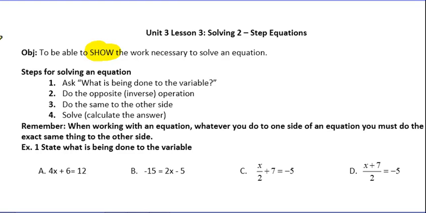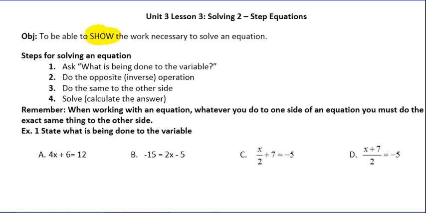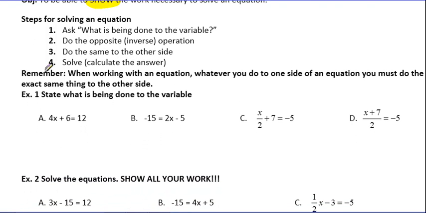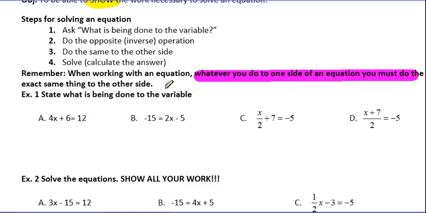Same 4 steps as before. Ask what's being done to the variable, do the inverse operation, do the same on the other side, and solve. Also, same warning that you had last time too. Whatever you do to one side of an equation, you must do the exact same thing to the other side. Hasn't changed, not going to change. You've got to remember those rules are very important.